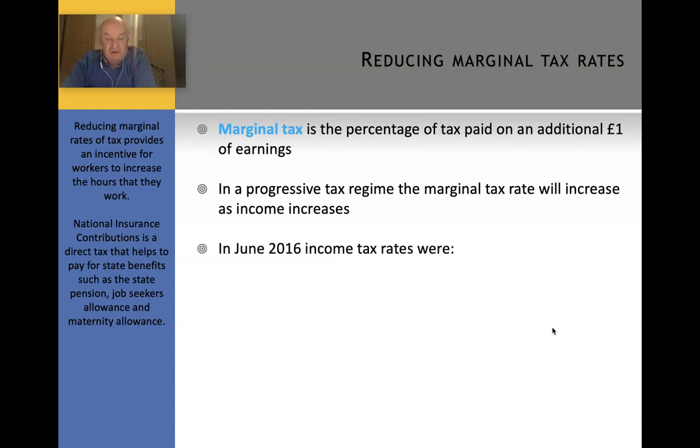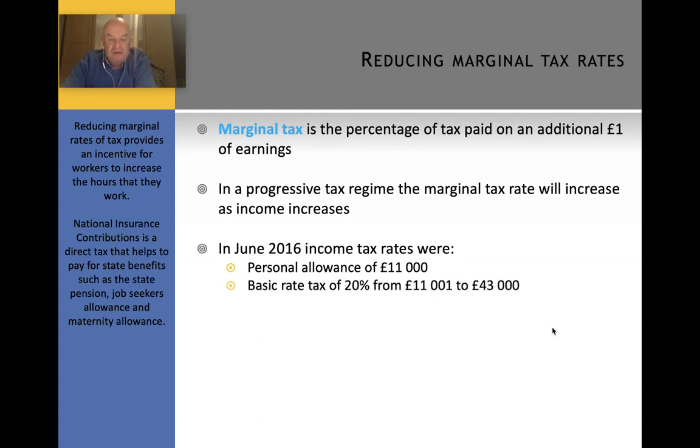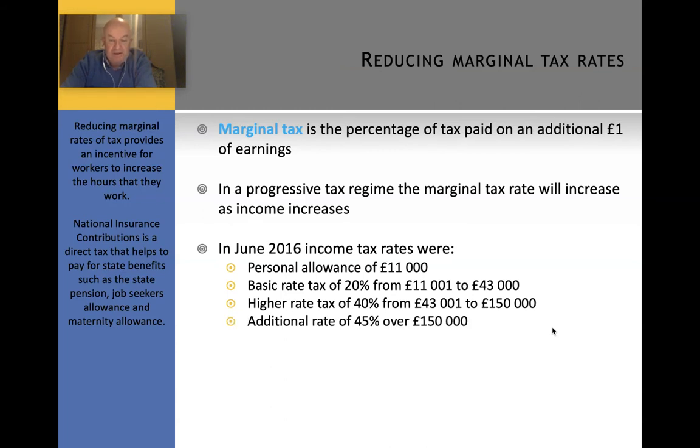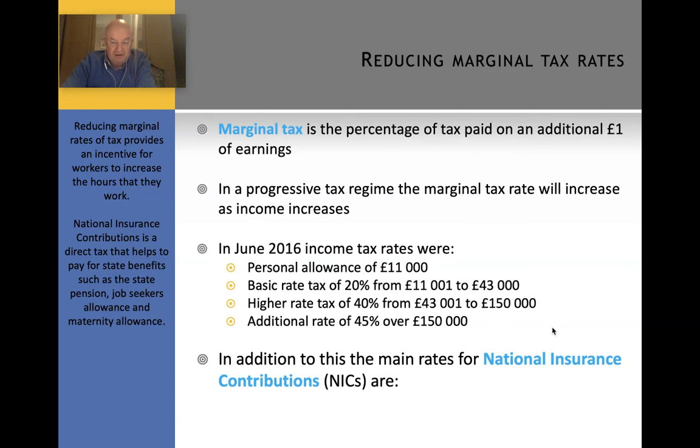So looking at 2016, income tax rates were as follows. Personal allowance of 11,000, basic rate tax of 20% from 11,000 to 43,000, a higher tax rate of 40% on anything that you earn from 43,000 up to 150,000, and then an additional rate of 45% for anybody who earns over 150,000. Now, clearly, in some cases, that changes on a fairly regular basis.